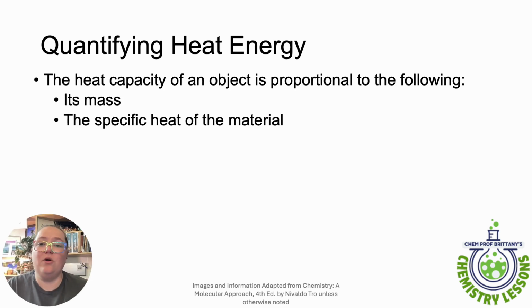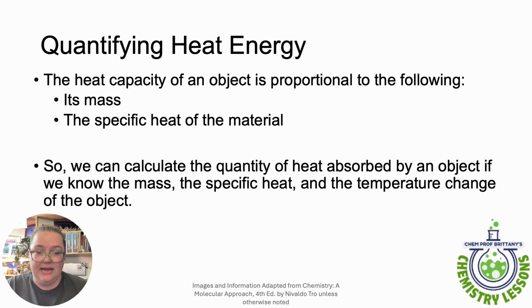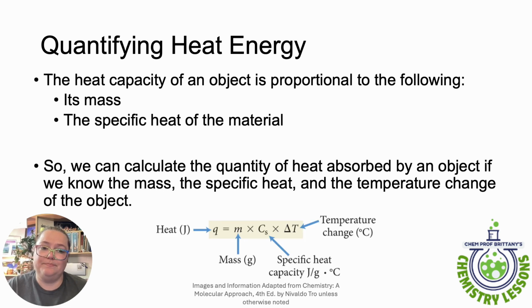All right, so when we are quantifying heat energy, the heat capacity of an object is proportional to, again, the mass of the object and then the specific heat of the material that we're dealing with. So we can calculate the amount of heat absorbed by an object if we know its mass, its specific heat, and how much the temperature changed, because there's a formula for that. So heat is equal to mass times the specific heat capacity times the change in temperature. It does not matter where we start or where we end. We're looking at how much does the temperature change.